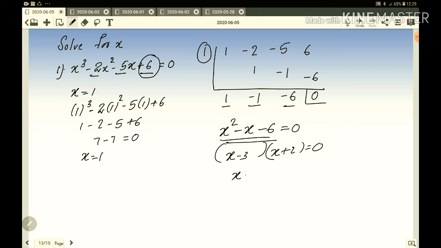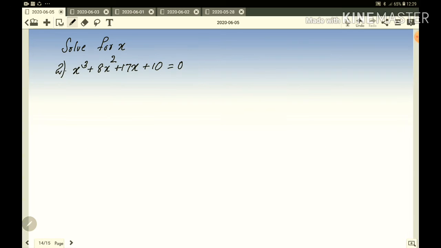So we got it. The x values are 3 or minus 2. So all of them we have. That is 1, then 3, then minus 2. These are the x values. Is it clear? Now we can move to the next question.